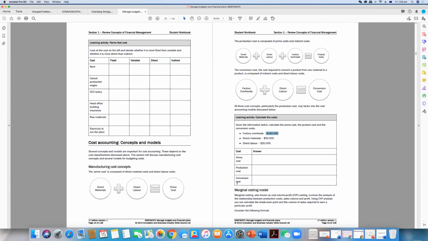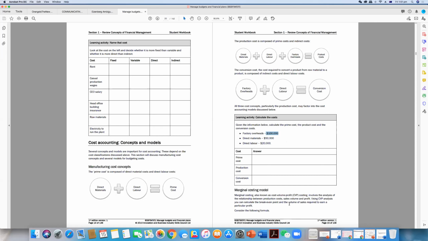Who can tell me? Just use the formula we have studied before. What is the number? It's 120,000. You just forgot one zero here. Yes, correct. And next, the marginal costing model. Yes, good job.